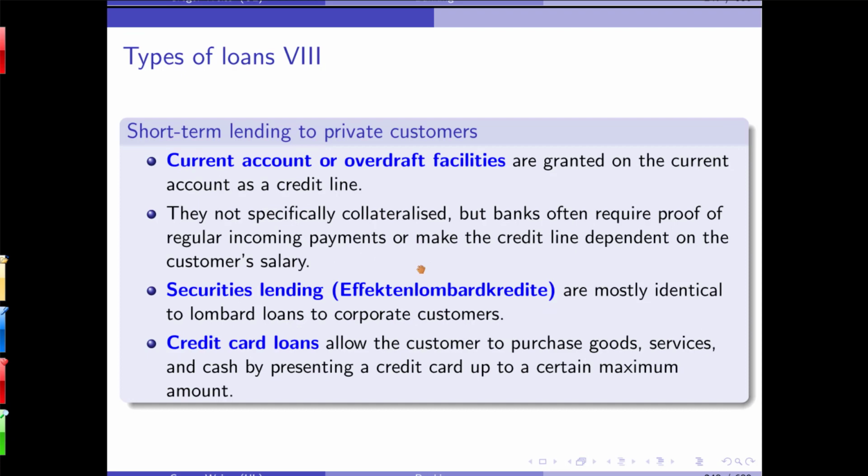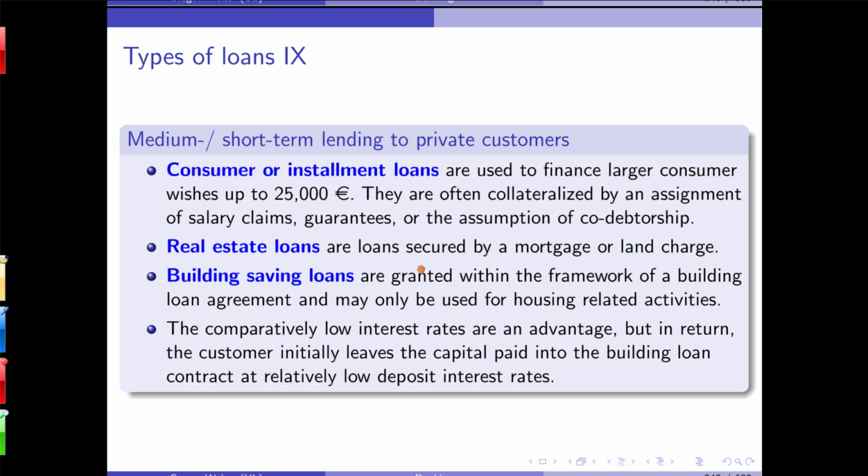And factoring and leasing. Credit card loans, current account, overdraft facilities, Effekten and Lombard credit, securities lending, all of this are different types of loans that are given out by banks, and read through them, try to remember it, but it's not too relevant for the exam. Same with real estate loans, building savings loans, Bauspardarlehen, that's also a type of loan. Consumer loans. Consumer loans are those we also sometimes refer to just as retail loans. Small loans given out to retail customers, in many cases with no security or no collateral.